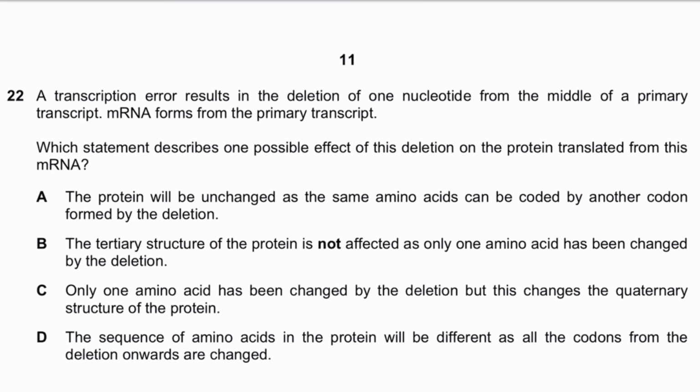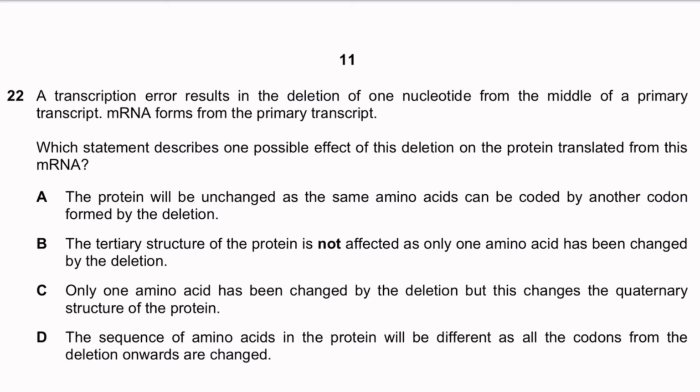Okay, a transcription error results in a deletion of one nucleotide from the middle of a primary transcript. Okay, so there's a transcription error where we have the primary transcript of mRNA, and what happens is one nucleotide from the middle was actually removed. Now, which statement describes one possible effect of this deletion on the protein translated from this mRNA? So this protein could have a missing amino acid, right?